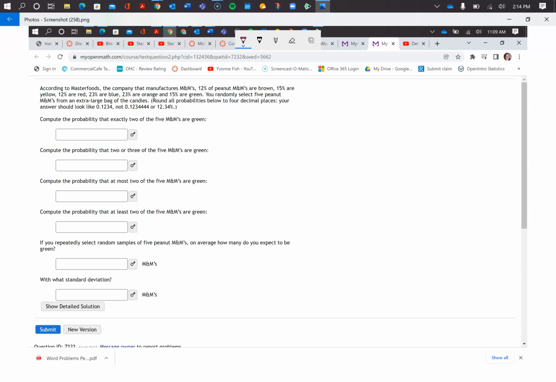and 15% are green. You randomly select 5 peanut M&Ms from an extra large bag of the candies. Round all probabilities below to 4 decimal places. Your answer should look like 0.1234, not 0.1234444 or 12.34%. Compute the probability that exactly 2 of the 5 M&Ms are green.